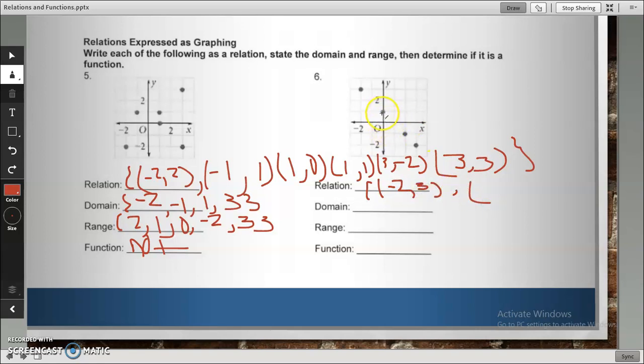Here I have it at 0, 1. Here is at 2, -1. And here is at 1, 2, 3, -2. And I'm sorry, I'm going to have to put this down here.